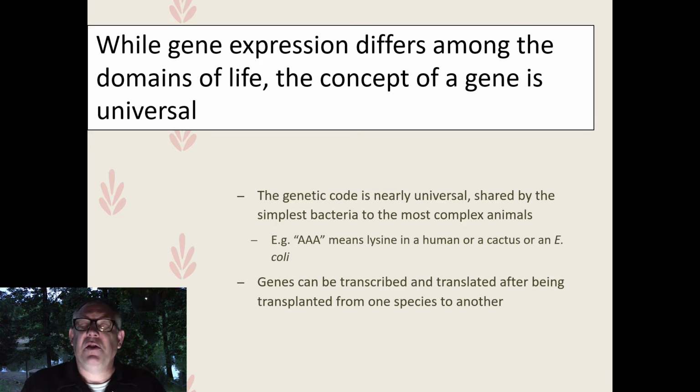Well, what that means is you can take a gene from one species, put it in another species, and that gene will keep on trucking. It will be transcribed and translated as if it was in the original species. And this is how we can make transgenic organisms. We can take genes from one organism and put it in another, and it'll still work because the code is the same.